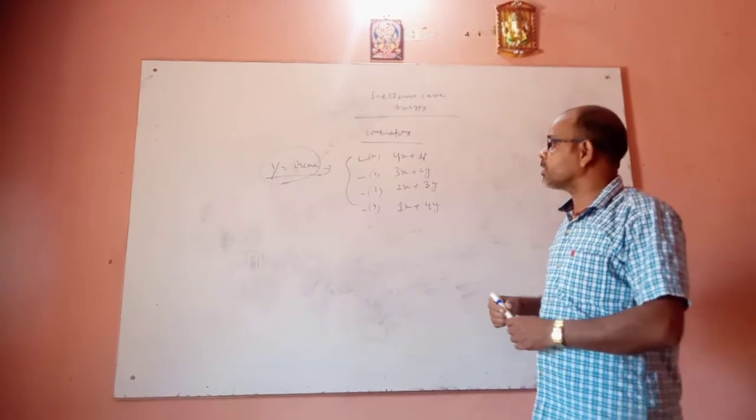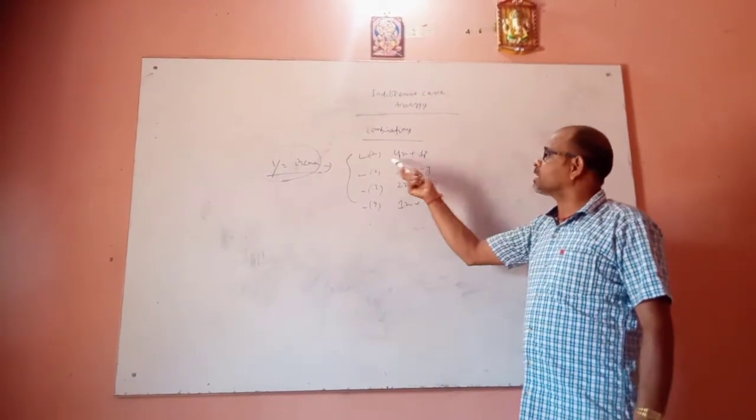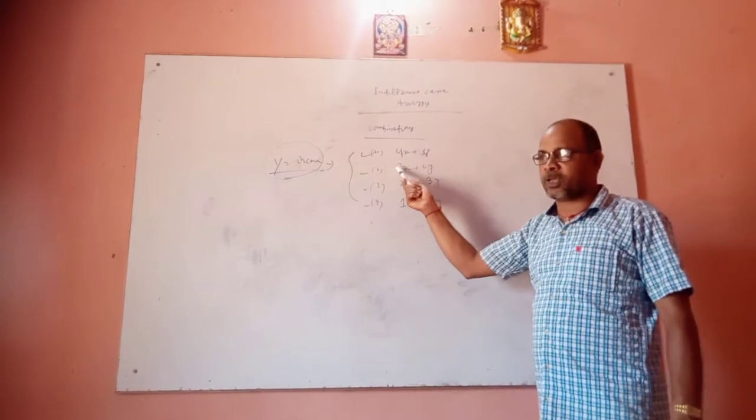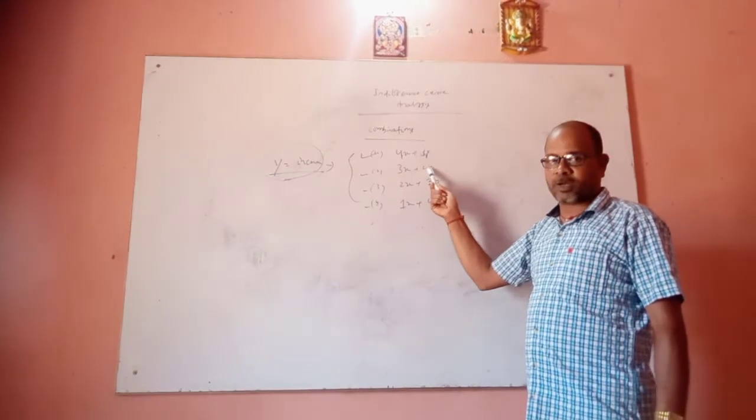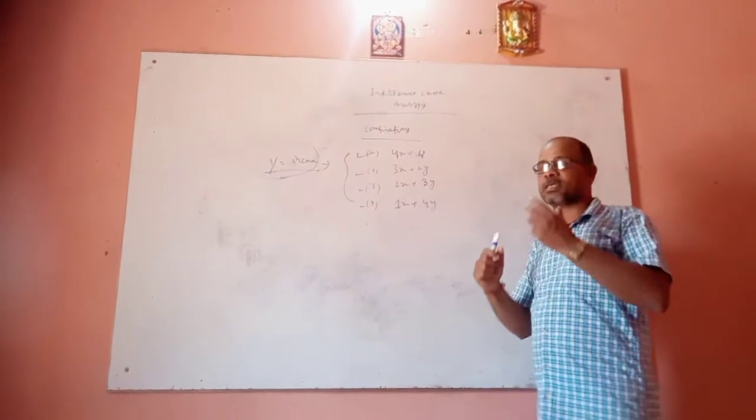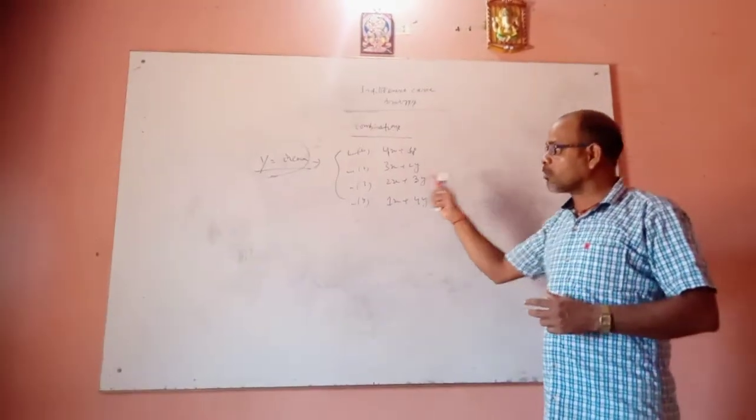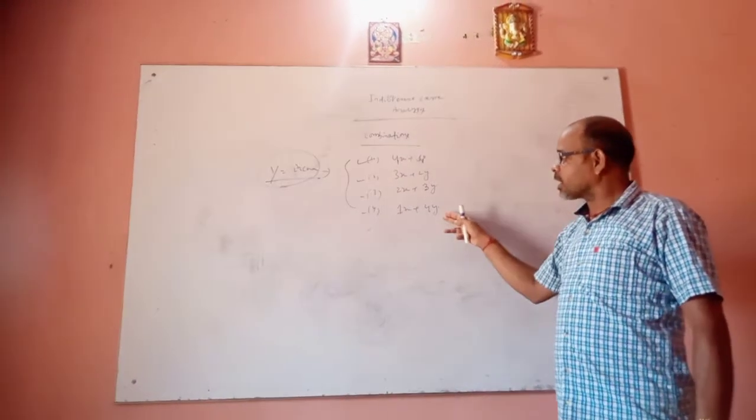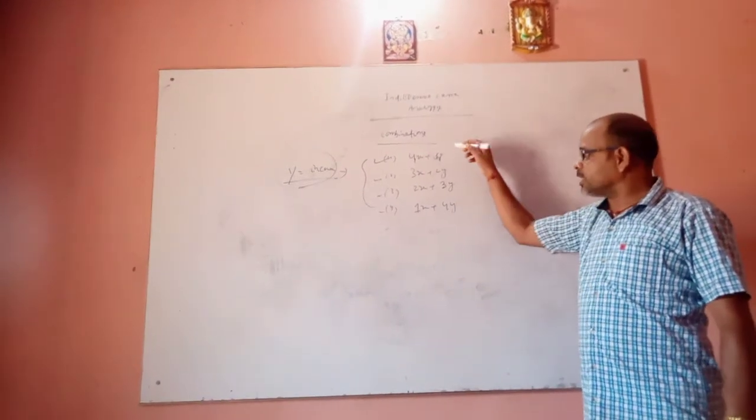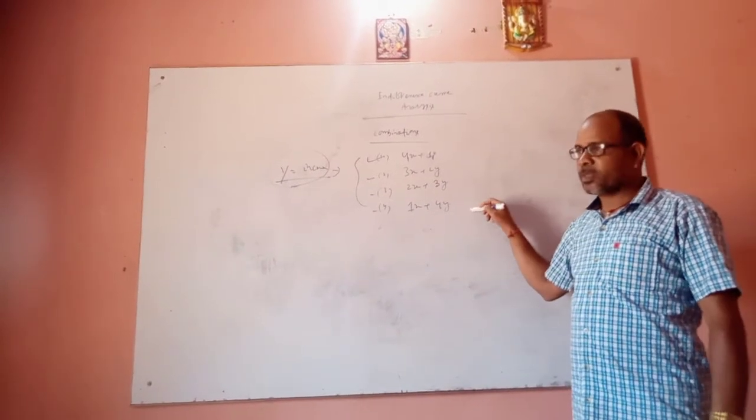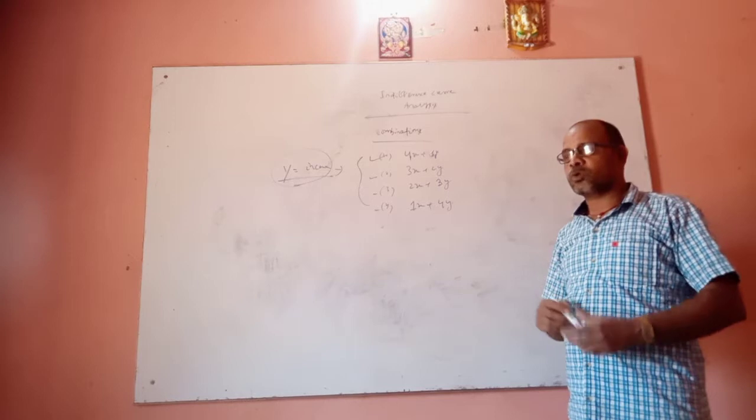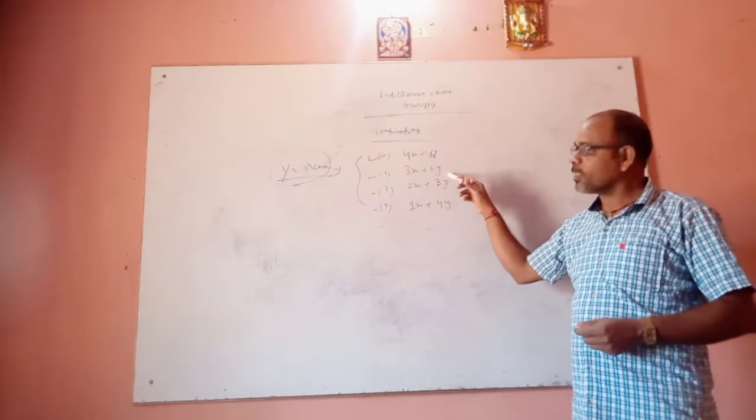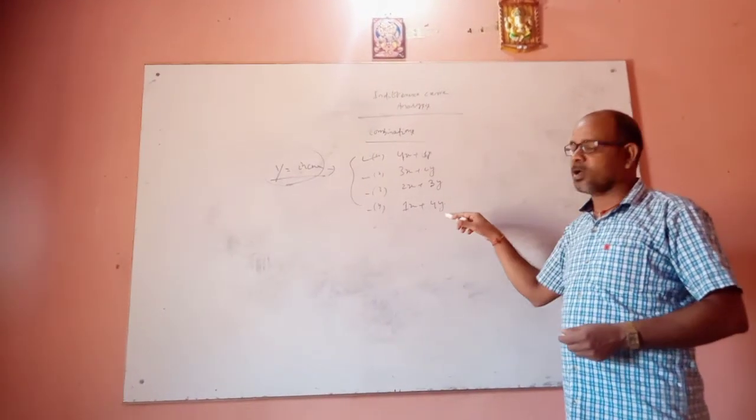For example, if the consumer is ready to select the combination 1, that is 4 units of X commodity and 1 unit of Y commodity, then he will get the same level of satisfaction out of his limited amount of income. So in this way, we can conclude that these are the respective combinations where the consumer is ready to distribute his limited income between two commodities, X and Y, to get the same or equal level of satisfaction.